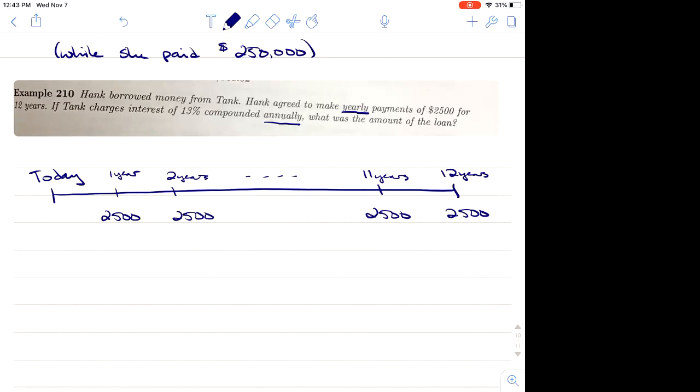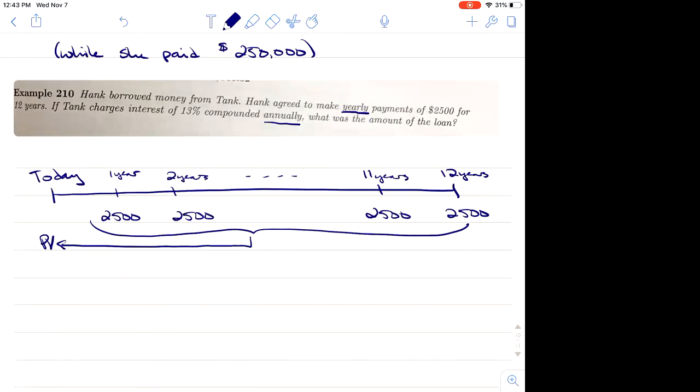These are all paying off some original amount of the loan. So these are all going to funnel back to some present value. The future value of this should be 0. He should have paid everything off.